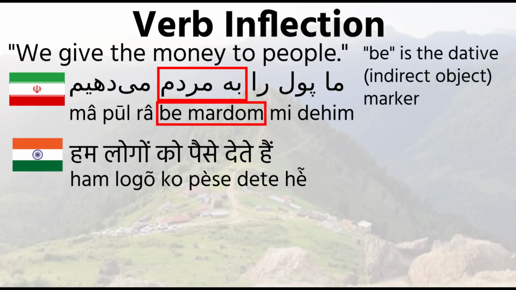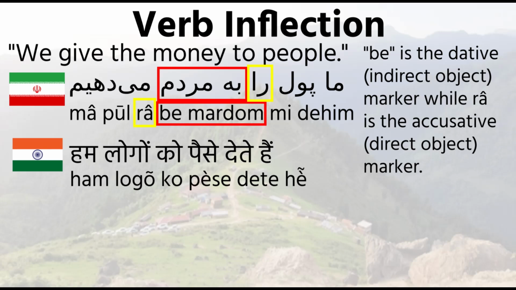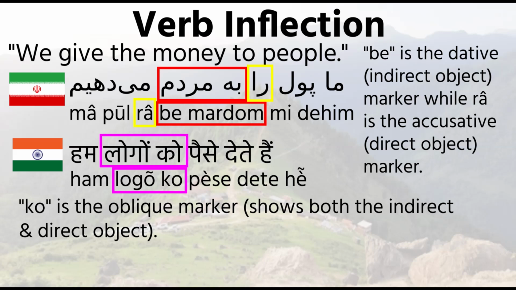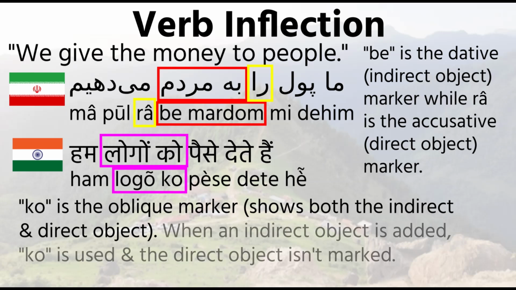In Persian, be is the dative or indirect object marker. It comes before the indirect object, while there's ra, which is the accusative marker. In other words, it shows the direct object. In Hindi, we have the word ko. Ko is the oblique marker. In other words, it shows both the indirect and direct object. When there's an indirect object, ko is used and the direct object isn't marked.